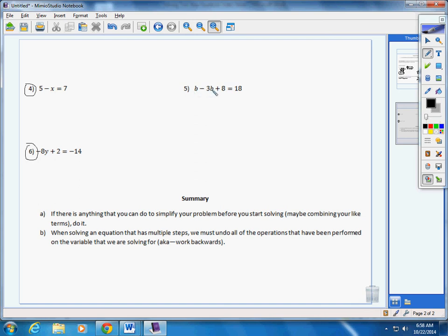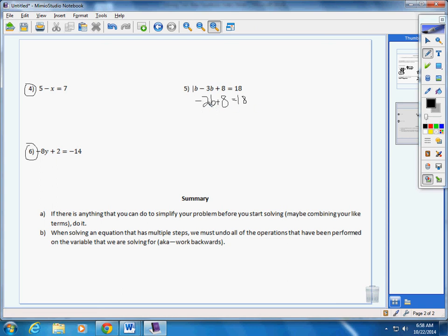You have B minus 3B plus 8. Well, we've done this in previous sections. You can combine your like terms to make this simpler. So B, or 1B, minus 3B is negative 2B plus 8. And of course they still equal 18. You've just made this equation a little bit simpler on yourself before you start doing anything. Okay, so now we want to solve for B.